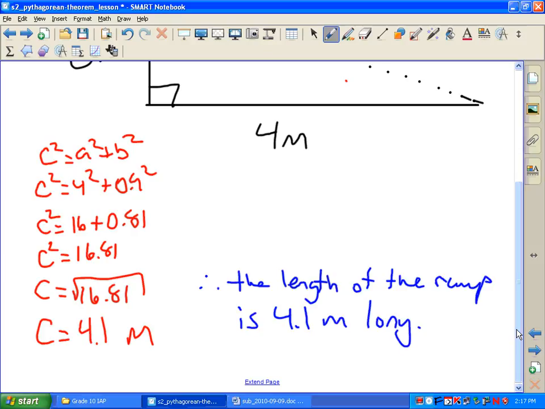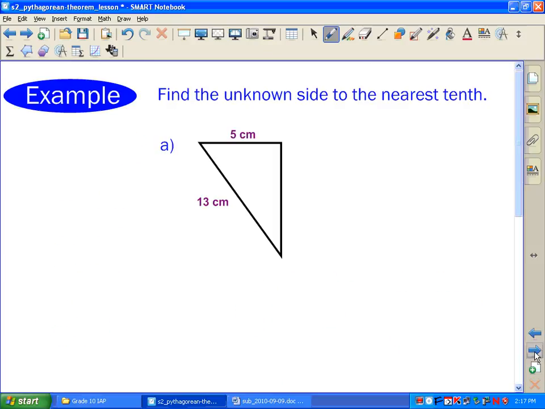Okay, let's do a couple examples where we know the hypotenuse. So, again, we know that the hypotenuse is across from the right angle. The right angle would be right here, so that means this would be C. This could be A or B, the 5, so I'll call it A, and this is B. So we're going to use the Pythagorean theorem, and we're going to solve for B.